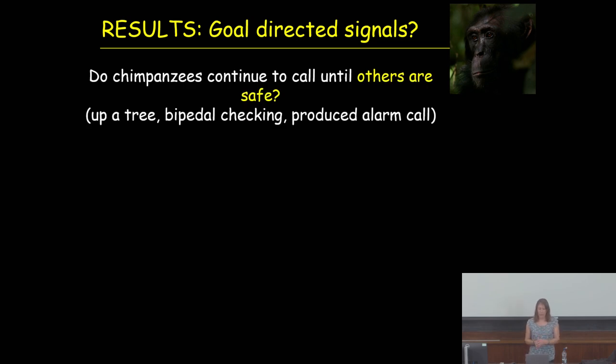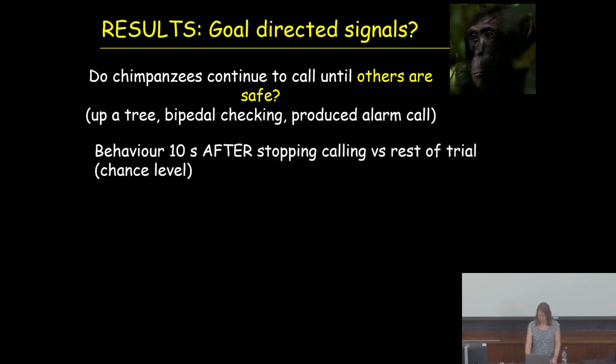And so our idea was to test two potential goals. So it could be that these calls are given for the benefit of others. So do chimpanzees call until all others are safe? And by safe, because pythons are ambush predators, you just need to be aware of where it is and essentially you are then safe from it. So in order to be safe, you needed to either be off the ground, out of striking distance, or you needed to have gone and bipedally checked it, or produced an alarm call, which again shows an awareness that there is a snake threat there.